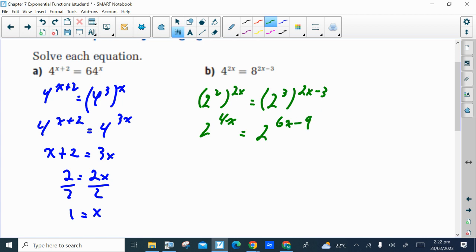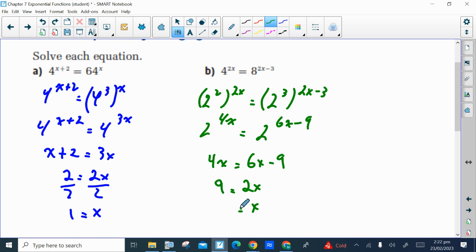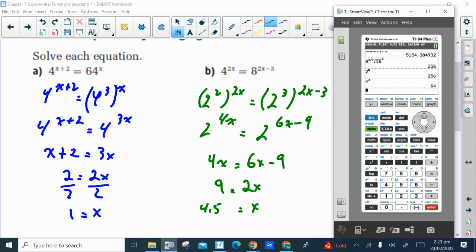Now we can say, because the two sides are equal, if the bases are equal, the exponents will be equal as well. So if I add 9 and subtract 4x from both sides, and then divide by 2, x will equal 9 over 2, or 4.5. So if we check this, the original equation is 4 to the power 2 times x, which we found to be 4.5.